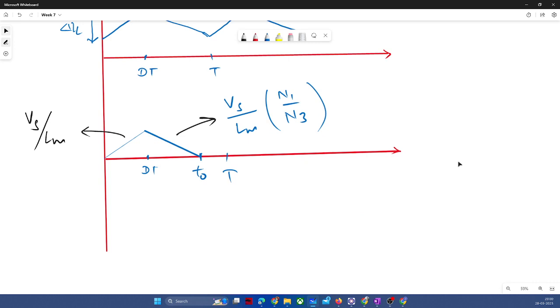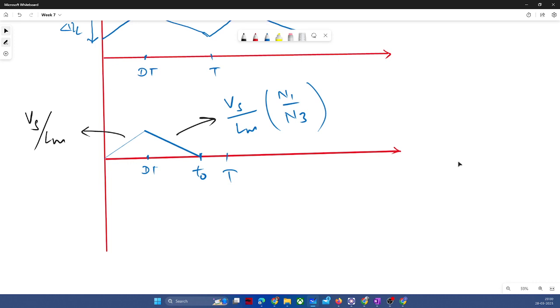Sir, actually this drooping slope Vs, the drooping slope should be in terms of V1, right? At least because Vs is constant. Yeah, Vs is the source voltage, DC voltage, it is constant. Yeah, you are right.